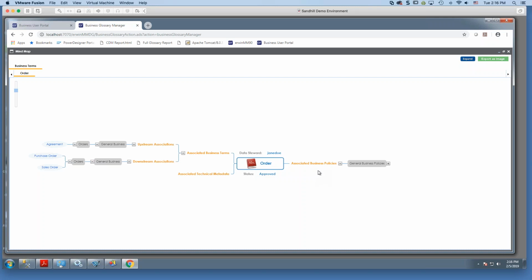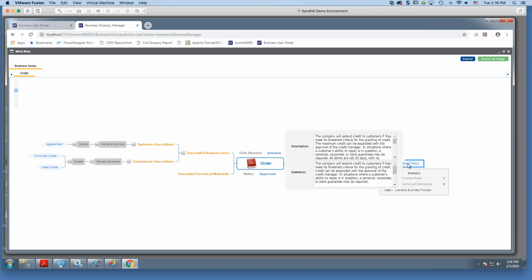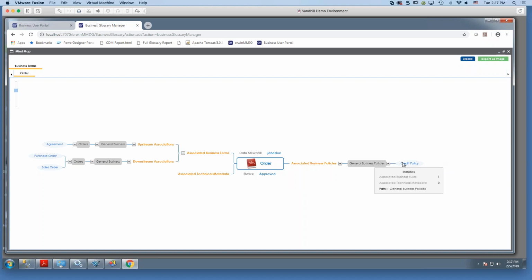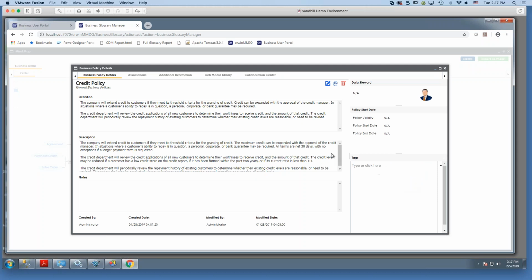And then the associated business policy. So I can have one or more policies associated with this. That there's a credit policy that's associated with this idea here as well. So if I wanted to, I could click on credit policy and it would tell me the description and the definition right from here. And if I right click on it, then I can actually view it directly and I can go jump right into it. So this is sort of a window within a window concept here that shows me the business policy details about the policy. I can set my definition here. I can set a description here. I can even edit from here.